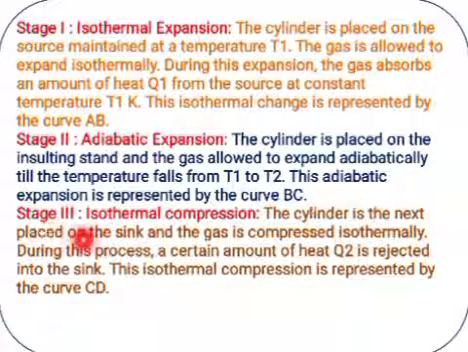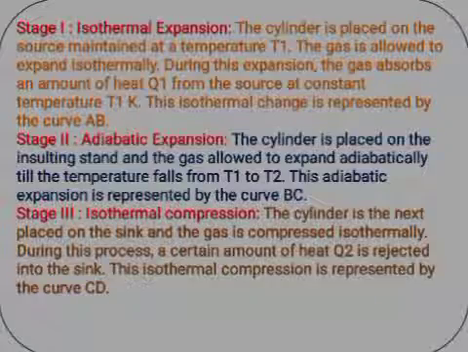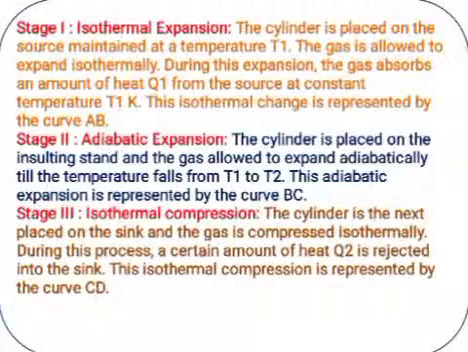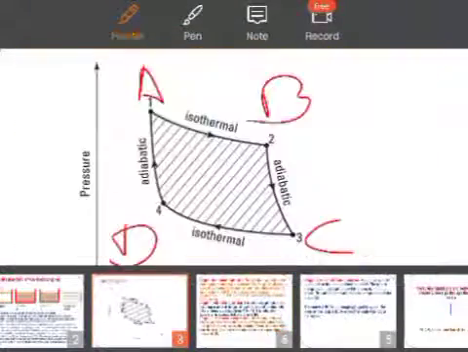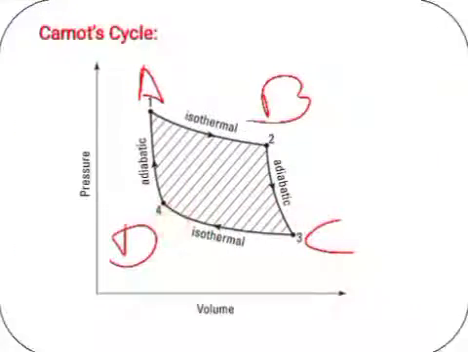Next, third stage, isothermal compression. The cylinder is next placed on the sink and the gas is compressed isothermally. During this process, a certain amount of heat Q2 is rejected into the sink. This isothermal compression is represented by the curve CD. So, in this graph, this CD is nothing but isothermal compression.